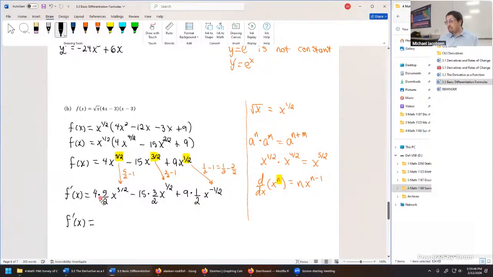F prime of x, 2 goes into there, so we're going to get 20 divided by 2, so 10, x to the power 3 halves. No simplification here. This is just negative 45 halves, x to the power of 1/2. Same on this one, plus 9 halves, x to the power negative 1/2. And this would be a perfectly reasonable spot to end your work on this.